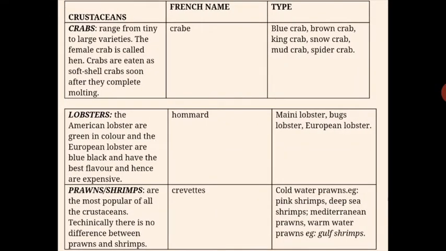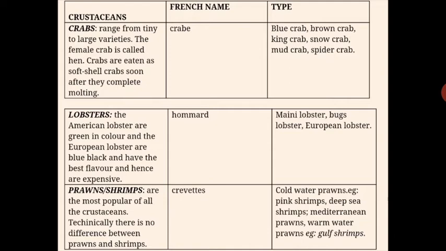Examples of crustaceans, their French names and types. The first one is crab. They range from tiny to large varieties. The female crab is called hen. Crabs are eaten as soft shell crabs soon after they complete molting. French name is crabe and the types are blue crab, brown crab, king crab, snow crab, mud crab and spider crab.